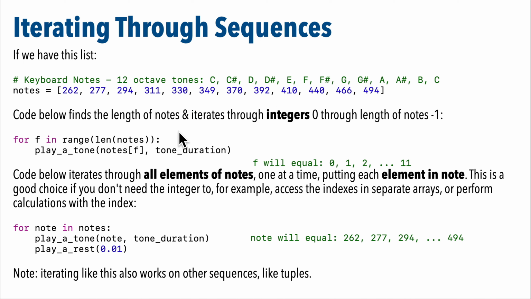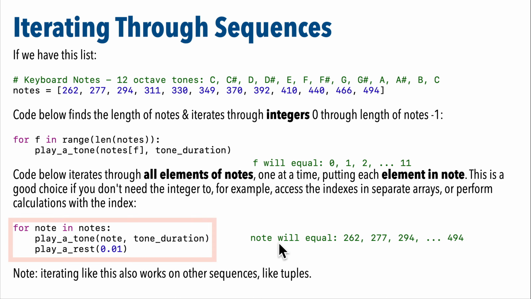And this code works. Now, the code down here iterates through a sequence, which in our case is a list, and that list is called notes. So the value note is an element of the list notes. This statement says go through every element of notes, that sequence, and put each element into the value note one at a time as you go through the loop with each iteration. So in this case, instead of getting the index value, we actually get the value of the element itself, 262, 277, all the way up to 494.